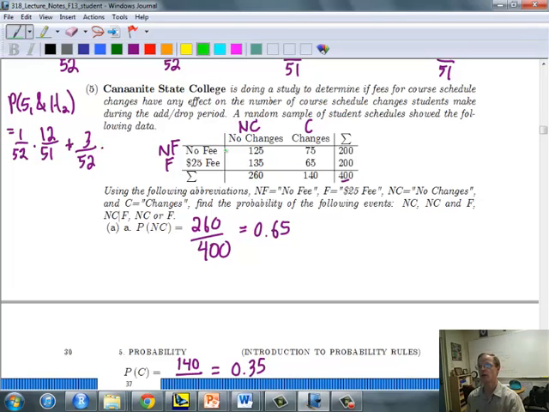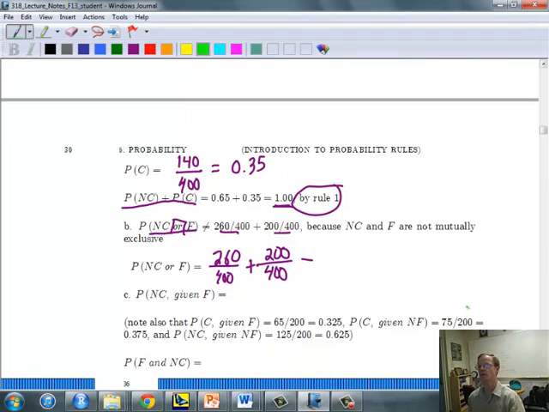No change is this column, phi is this row, so the no change and phi is that group right there. Okay, that's no change and phi. So going back, it's 135 out of 400 minus 135 out of 400. So we do the math on that, and we've got 0.8125.